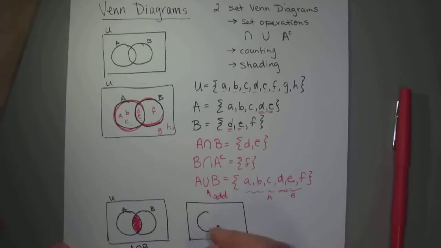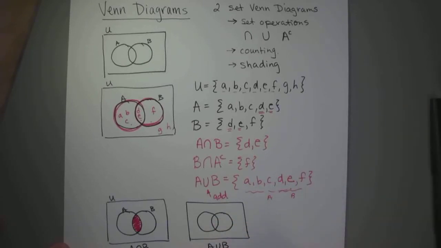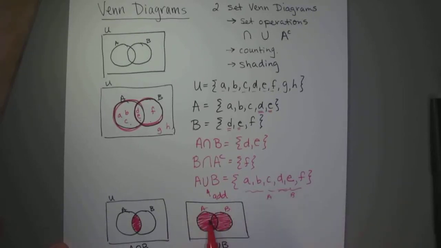Let's suppose that I wanted to shade in A union B. So remember, like I said, this is like an add, a union. So we add all of A and all of B together. It's important to put the flag because it's showing that it's what's in these three regions but not in here.